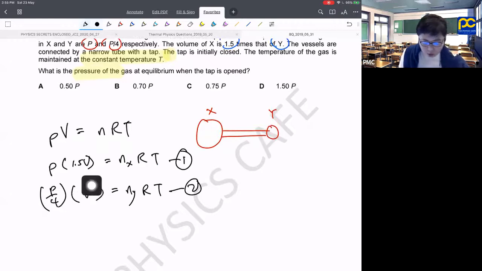Up to you. You may not write in the same format. You may write down as PXVX, PYVY. That is perfect. I actually prefer it. You write down PXVX, PYVY. Okay? I just write down the two equations, for cylinder X and cylinder Y. That was what happened before I opened the tap. So Annabelle, the moment I open the tap, what happened?